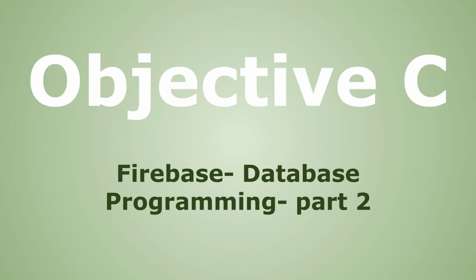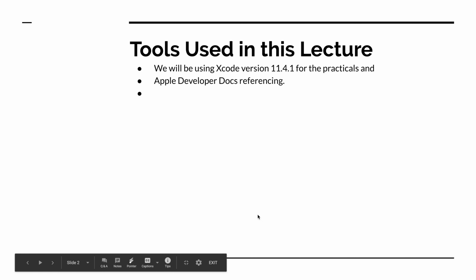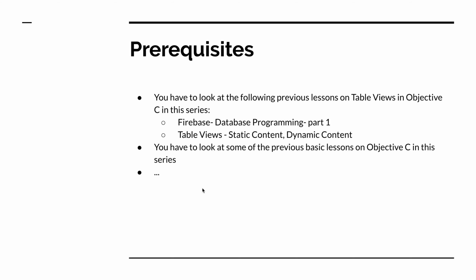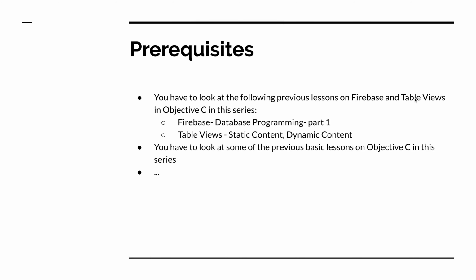Hi viewers. This lesson is Firebase database programming part 2. Let's see what's in this lesson. Tools used are going to be Xcode version 11.4.1 and Apple Developer Docs for referencing. Prerequisite: you will have to look at the previous lessons on Firebase and table views in Objective-C, especially Firebase database programming part 1, and the table view previous lessons on static and dynamic content.